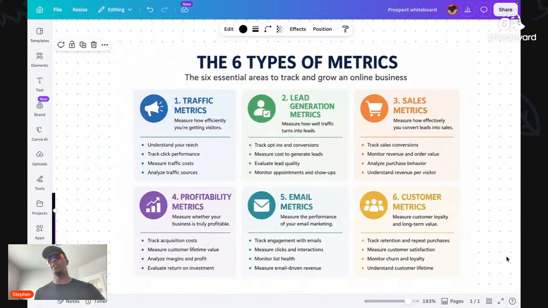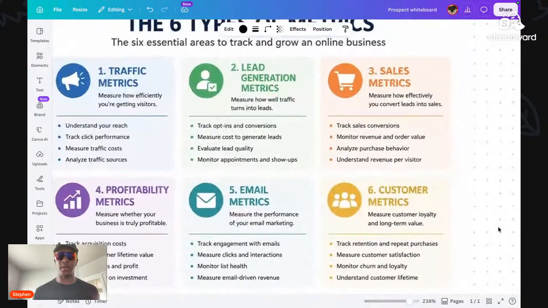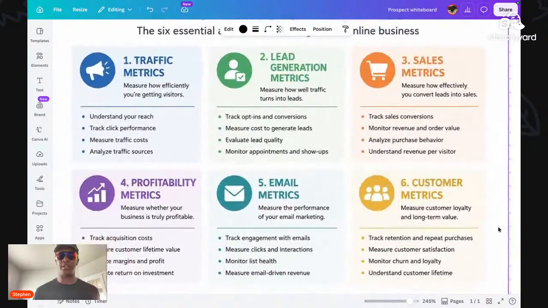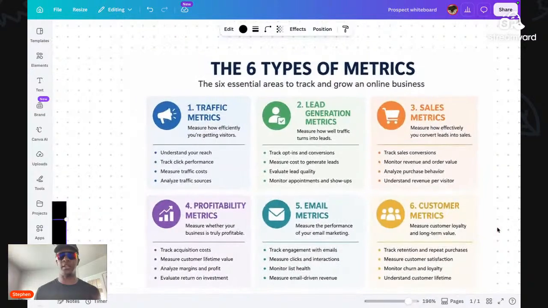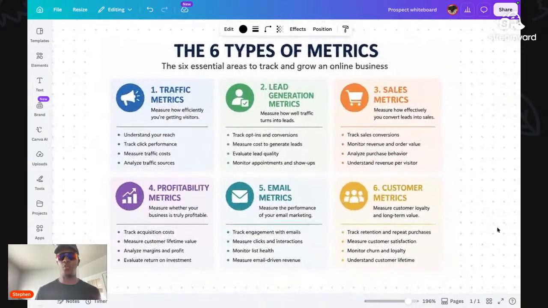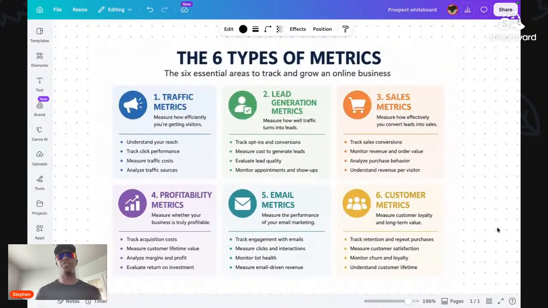Okay. These are the 6 types of metrics. Let me make this as big as possible so y'all can come in and screenshot this and just get a general idea of what it is. If you want to run an online business, you need to have a general idea of how these things work. I teach this in my mentorship and I go in depth. We talk about all the acronyms, so on and so forth. I try not to make it boring. I don't think it's boring at all. I think it's all very interesting stuff.